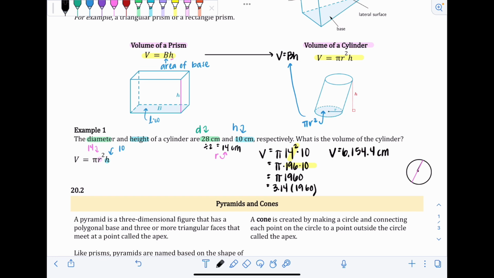It's in centimeters. And when you find the volume of a figure, it's three-dimensional, so it'd be centimeters cubed. The reason is because the radius squared is 14 centimeters times 14 centimeters, and then times the height, which is 10 centimeters. So altogether I have 1, 2, 3 centimeters that are being multiplied together to find the volume. So centimeters cubed, or cubic centimeters.